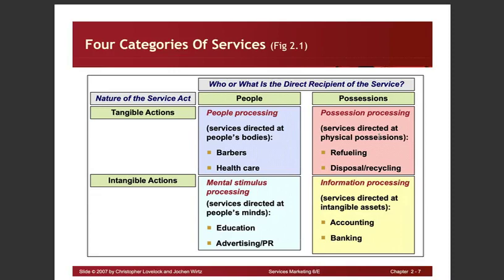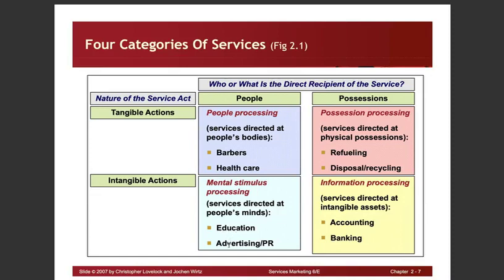And then we move to intangible actions. Intangible actions directed at people are called mental stimulus processing. These are services directed at people's minds. An example is education, such as going to school or university, or non-formal education, for example.